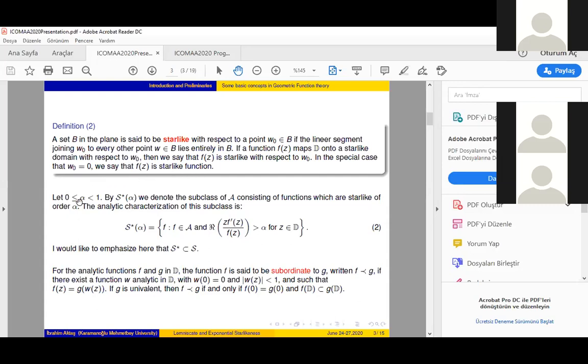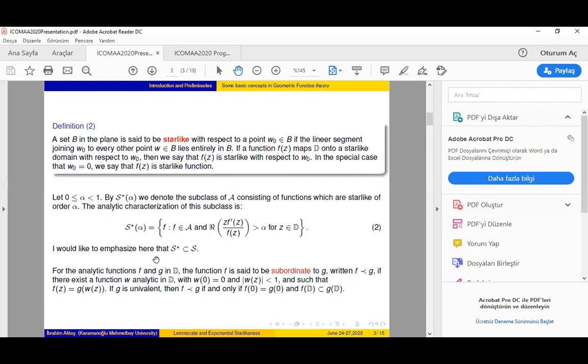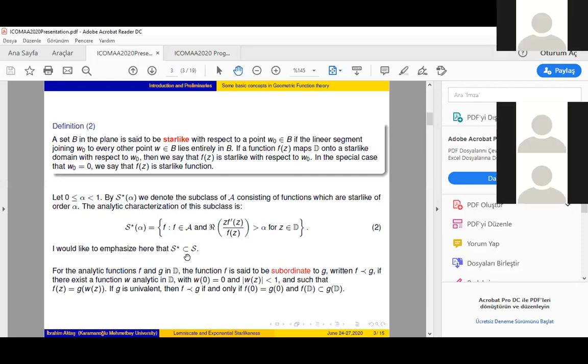Let alpha satisfy this condition. By S star alpha, we denote the subclass of A consisting of functions which are star-like of order alpha. The analytic characterization of star-like functions of order alpha can be given by equality 2. I would like to emphasize here that the class S star is a subset of the class S.